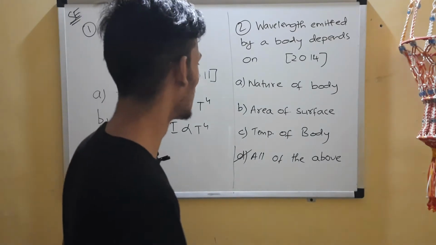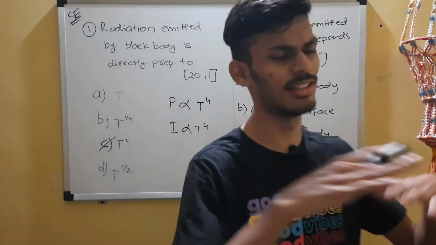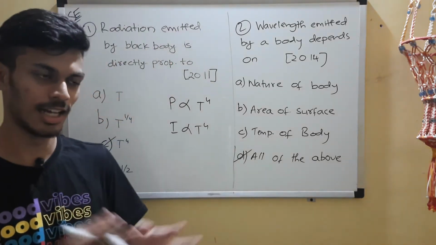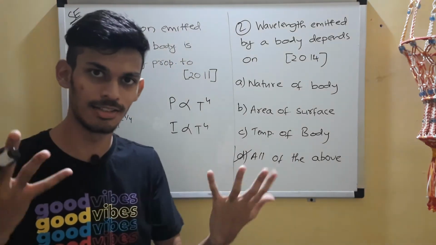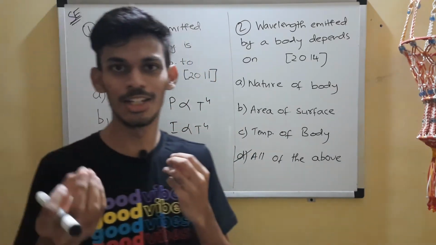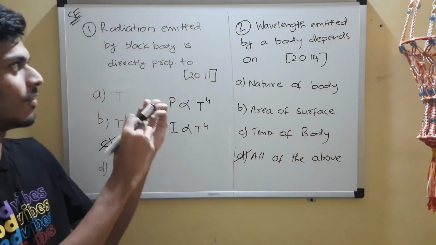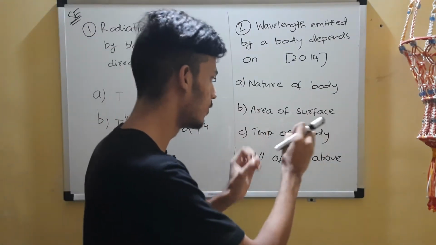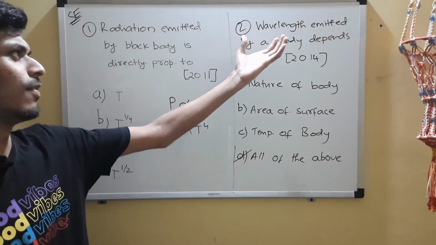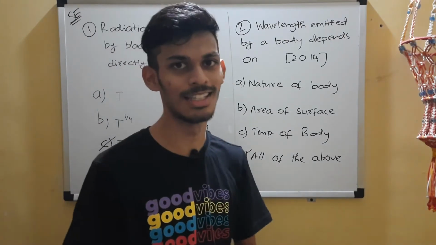Coming to area, how does it depend on area? Let's visualize this. Suppose you increase the area of the body. Now absorption will increase, as the number of incident rays on it will increase, so it will absorb more radiation. By Kirchhoff's law, a good absorber is a good emitter, so it will emit more radiation. That influences the emission as well, so the wavelength emitted will also depend on area in some way. So all of the above is the correct choice.